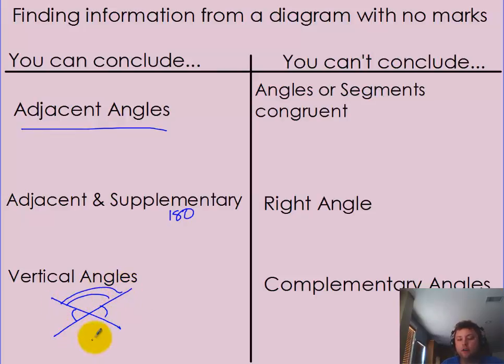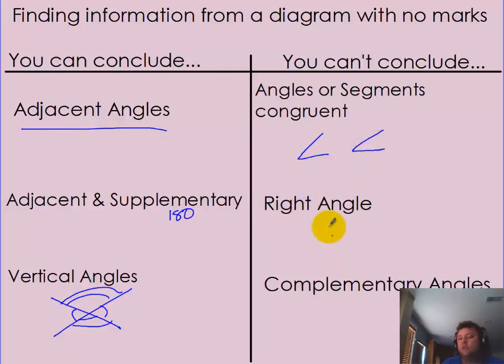Same over here. These two are going to be congruent. So vertical angles. What you can't do is conclude that angles or segments are congruent. I can't say this angle right here and this angle right here are congruent, even if they look really close when you eyeball them. Just because they look close doesn't mean they are, because you need information that tells you for sure.